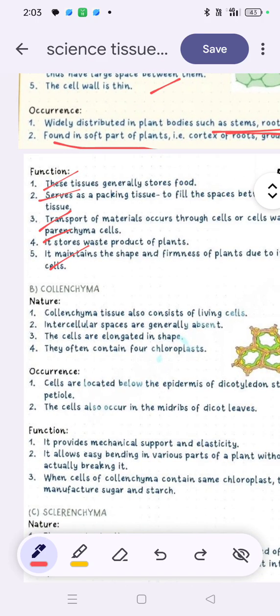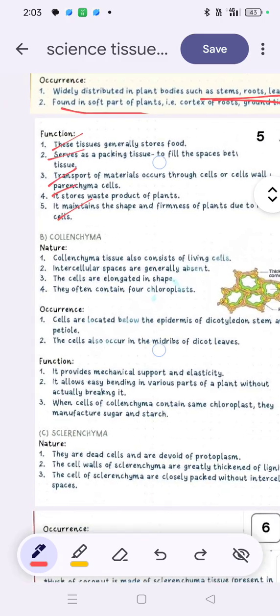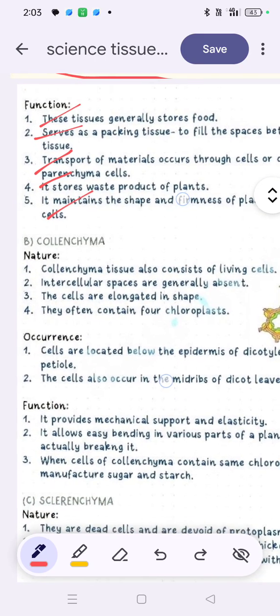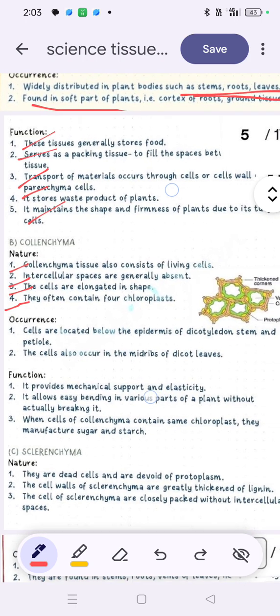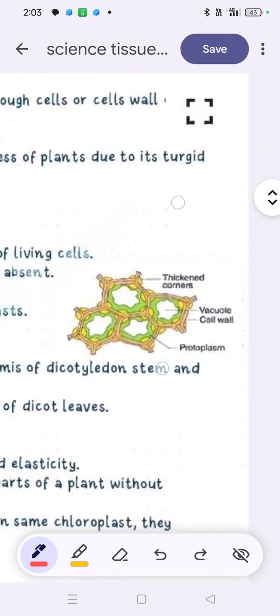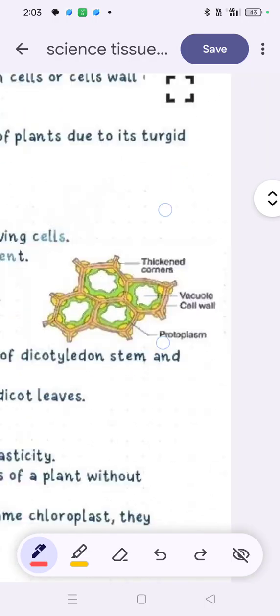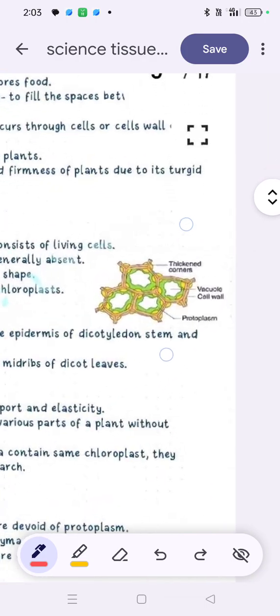We know that simple permanent tissues are of three types: parenchyma, collenchyma and sclerenchyma. Then collenchyma. First we look at its structure. Collenchyma tissue also consists of living cells. Intercellular space is absent. The cells are elongated in shape. They often contain chloroplasts. Here is the picture of collenchyma.